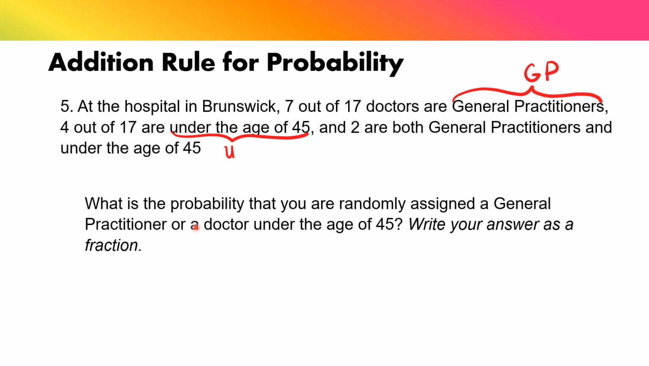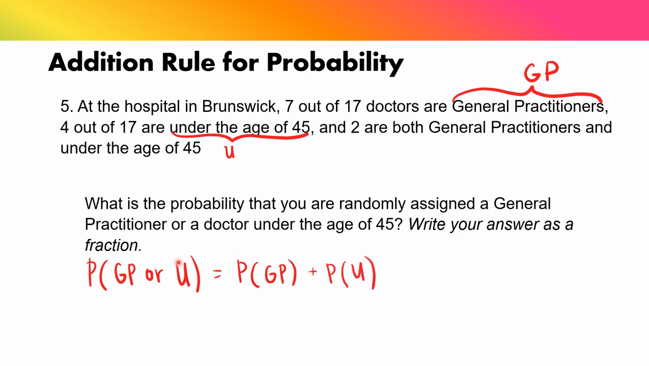All right, so now I just need to copy down the formula. So probability of general practitioner or under the age of 45. So probability general practitioner or under 45 is going to be equal to the probability that they're general practitioner plus the probability that they're under 45, and then subtract off that overlapping part. All right, so you start by doing the probability that they're a general practitioner plus the probability that they're under 45 minus the probability that they're a general practitioner and under the age of 45.